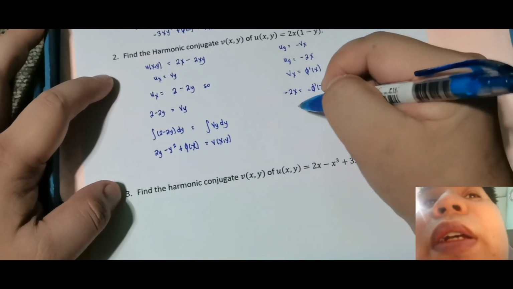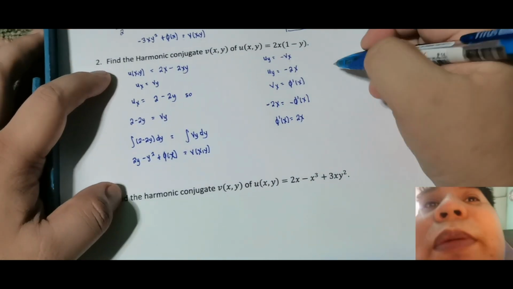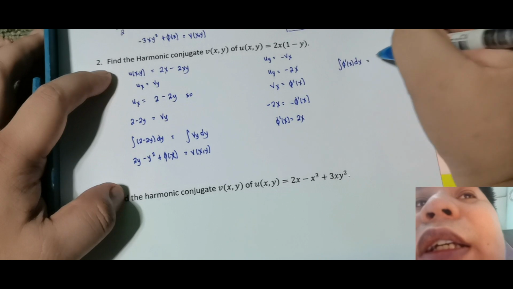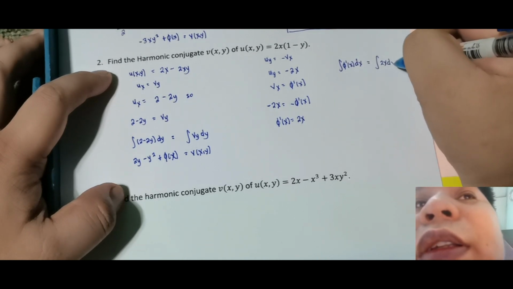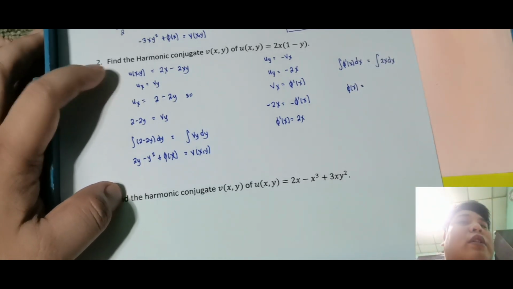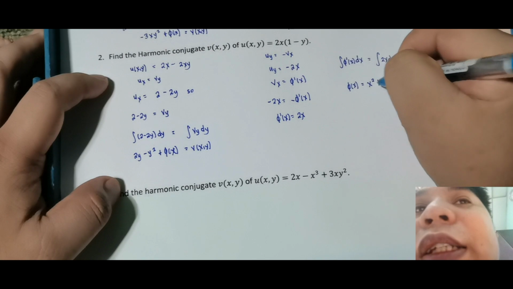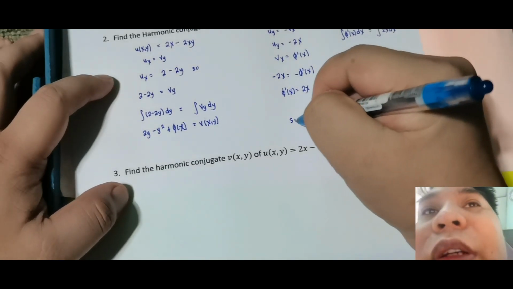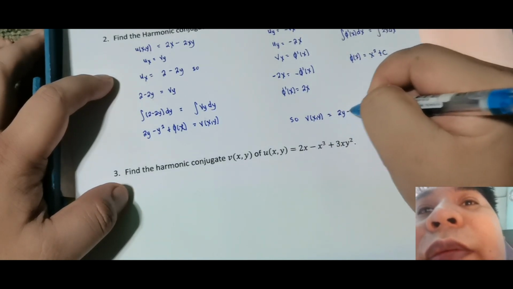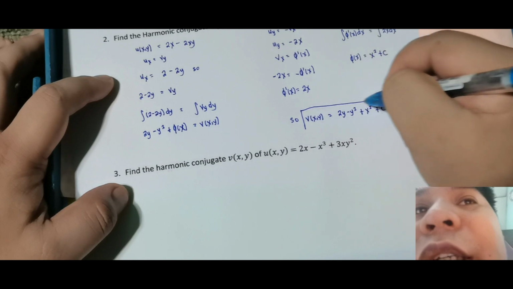Okay, so therefore, ano si p of x? Si p prime of x, that is equal sa 2x. Okay, then, ganun ulit, proceed. Kunin natin na integral niya, yung p prime of x with respect sa x equal sa integral ng 2x dx. So, this is only p of x equal sa 2x squared over 2. So, cancel lang si 2. So, that is x squared plus c. So, ano yung b of x comma y natin? Therefore, ang b of x comma y or the harmonic conjugate is just 2y minus y squared plus x squared plus c. At ito yung ating sagot.